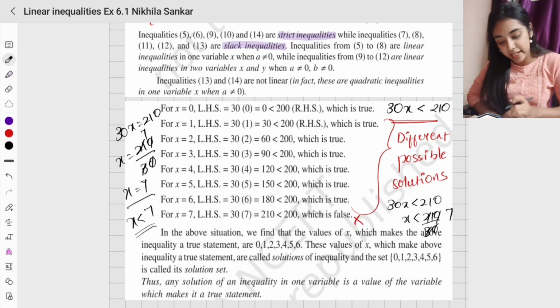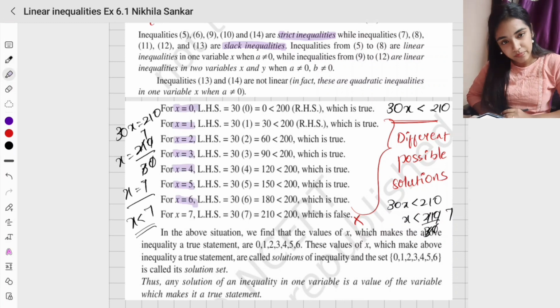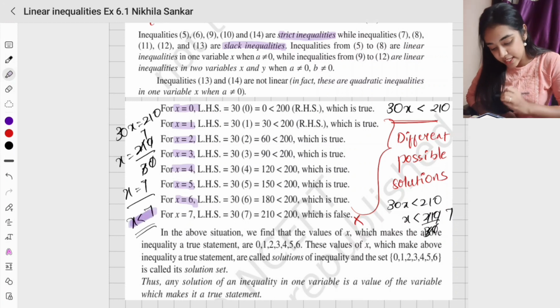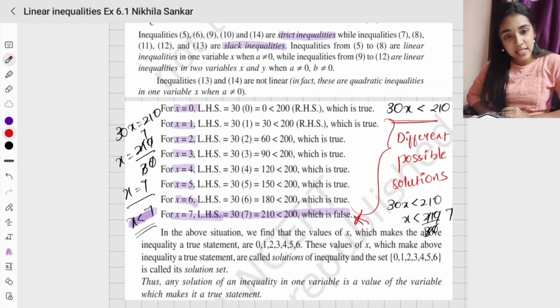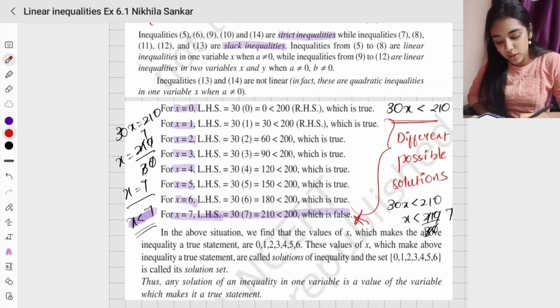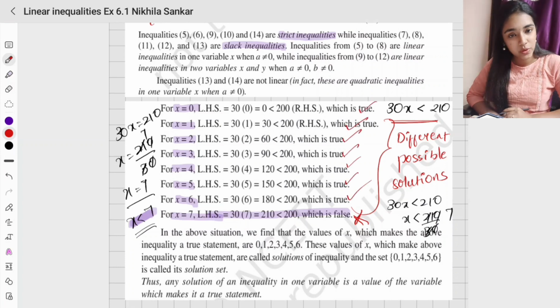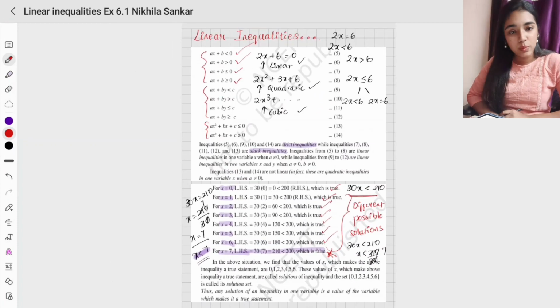So I have x less than 7. Now what all values can I have? When it comes to natural numbers, my values can be 0, 1, 2, 3, 4, 5, 6. Okay? In the equality case, x is equal to 7 is not a solution. It is false, because we are dealing with x less than 7. So it does not include 7. It only includes the values 0, 1, 2, 3, 4, 5, 6. Okay? So this is the basic linear inequality theory.